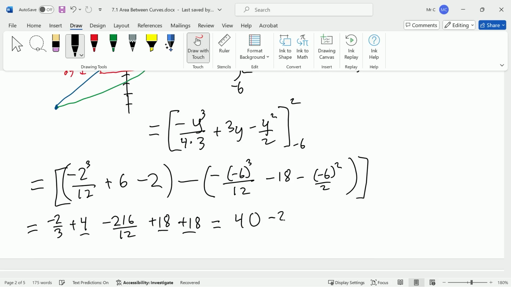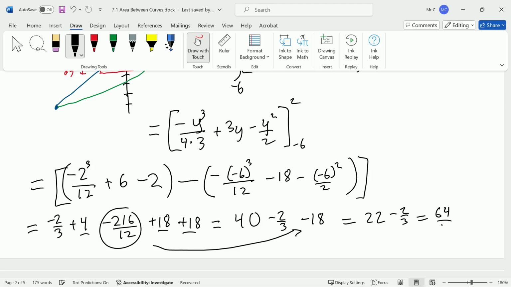And this is -2/3, and 216 over 12 can be simplified a bit because 216 is divisible by 4. So that becomes 54/3. And 54 is divisible by 3, so that's 18. This is -18. So that's the -18 part. Okay. So that's going to be 22 minus 2/3. And 22 is 66/3 minus 2/3. That's 64/3.